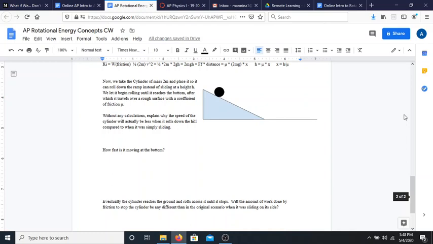And I want you to answer the following question without any calculations. Explain why the speed of the cylinder will actually be less when it rolls down the hill compared to when it was simply sliding. All right, so pause this video and answer that question. Why do we think it actually will be moving slower, have a slower linear velocity than it would previously?